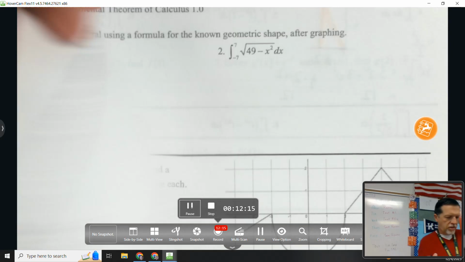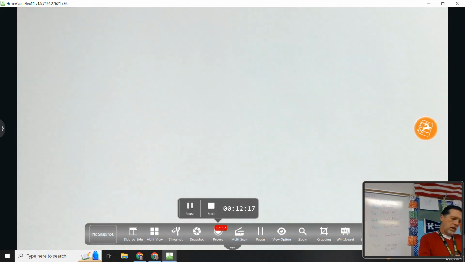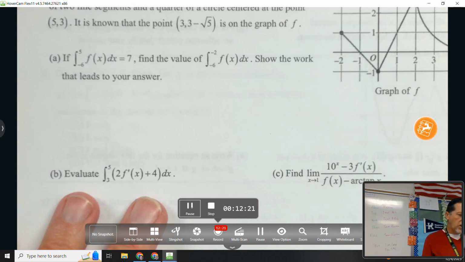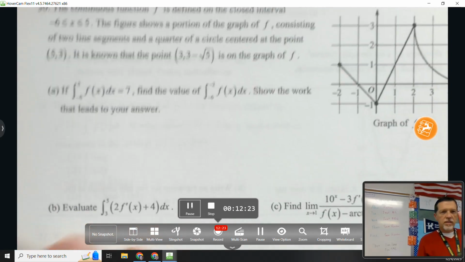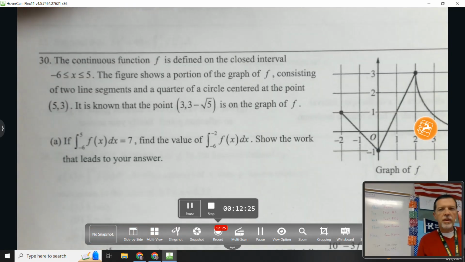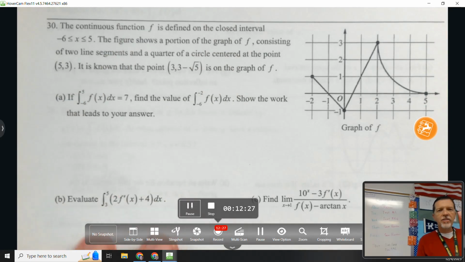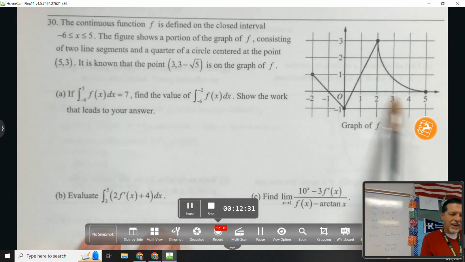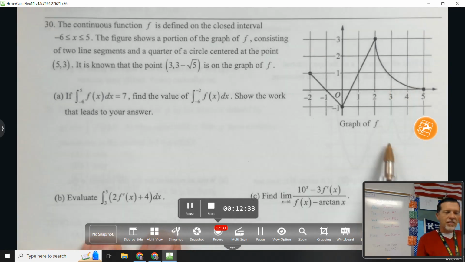All right, number 30. A free response question with a picture. So I'm immediately thinking area under the curve, although when I look at the curve, I do not know how to find that kind of area, so maybe it's not area under the curve.